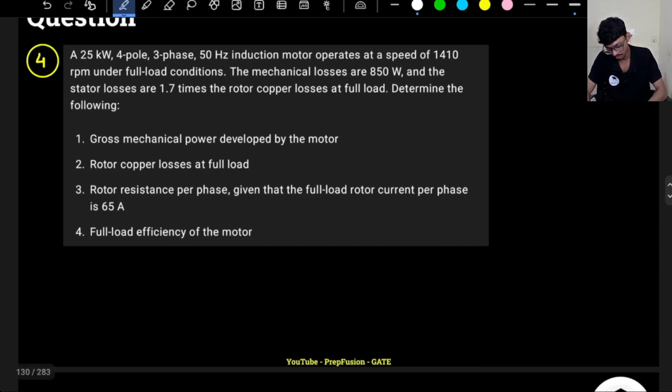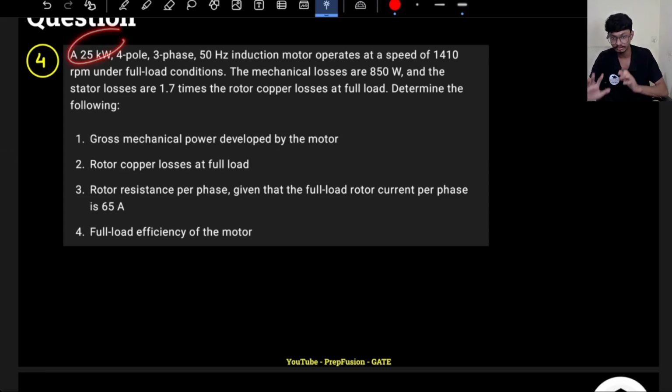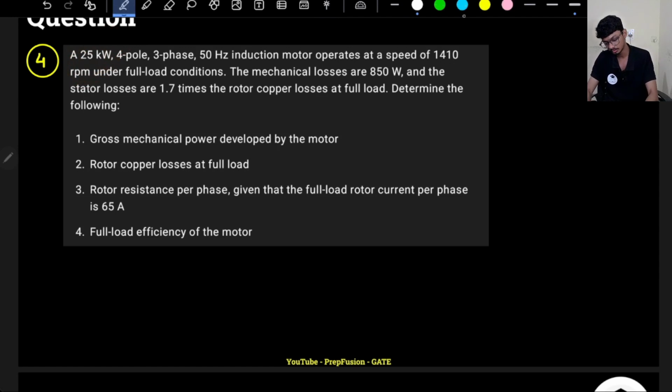A 25 kilowatt, so whenever this 25 is given, it is talking about the output rated power. So this is the shaft power. Whenever a power rating of a machine is given, it basically means how much power you will be able to observe if you operate the machine in rated condition. So the shaft power, because that is the output power that I'm getting ultimately, is 25 kilowatt. That is simply 25 into 10 cube watts.